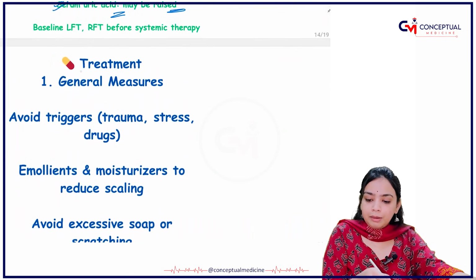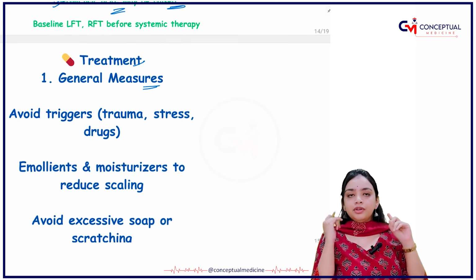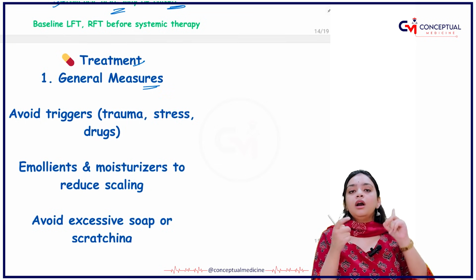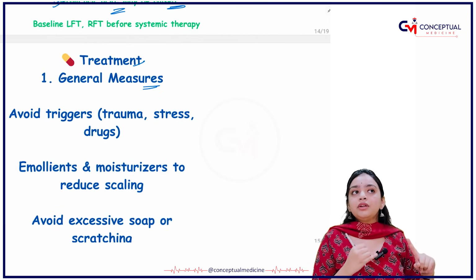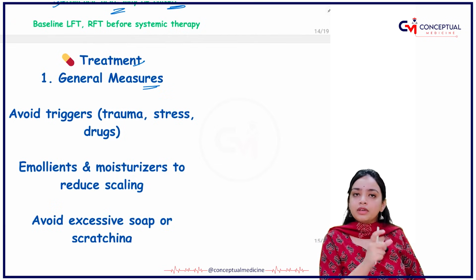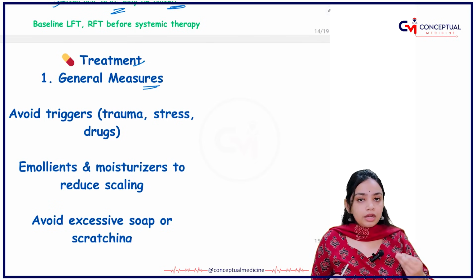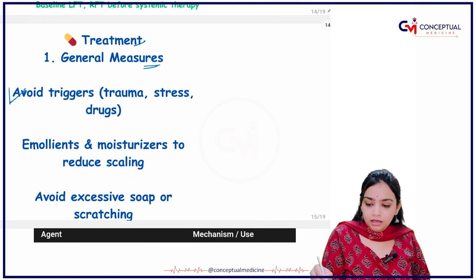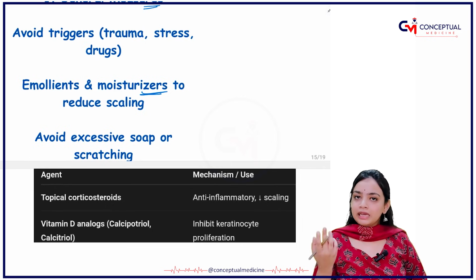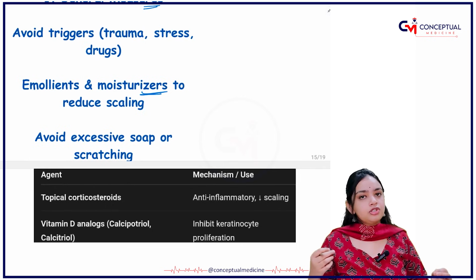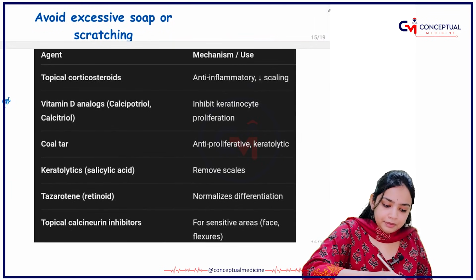Next thing that you need to remember is about the treatment. So the general measures is avoid the triggers, right? If the triggers are trauma, just avoid the trauma. If the triggers are stress, stop taking stress. If the triggers are drugs, then you have to see whether this drug is causing adverse reaction or whether the other drug is causing the adverse reaction. Second thing is to apply moisturizer to reduce the scaling. Moisturizer will help you because it just smoothens your skin.